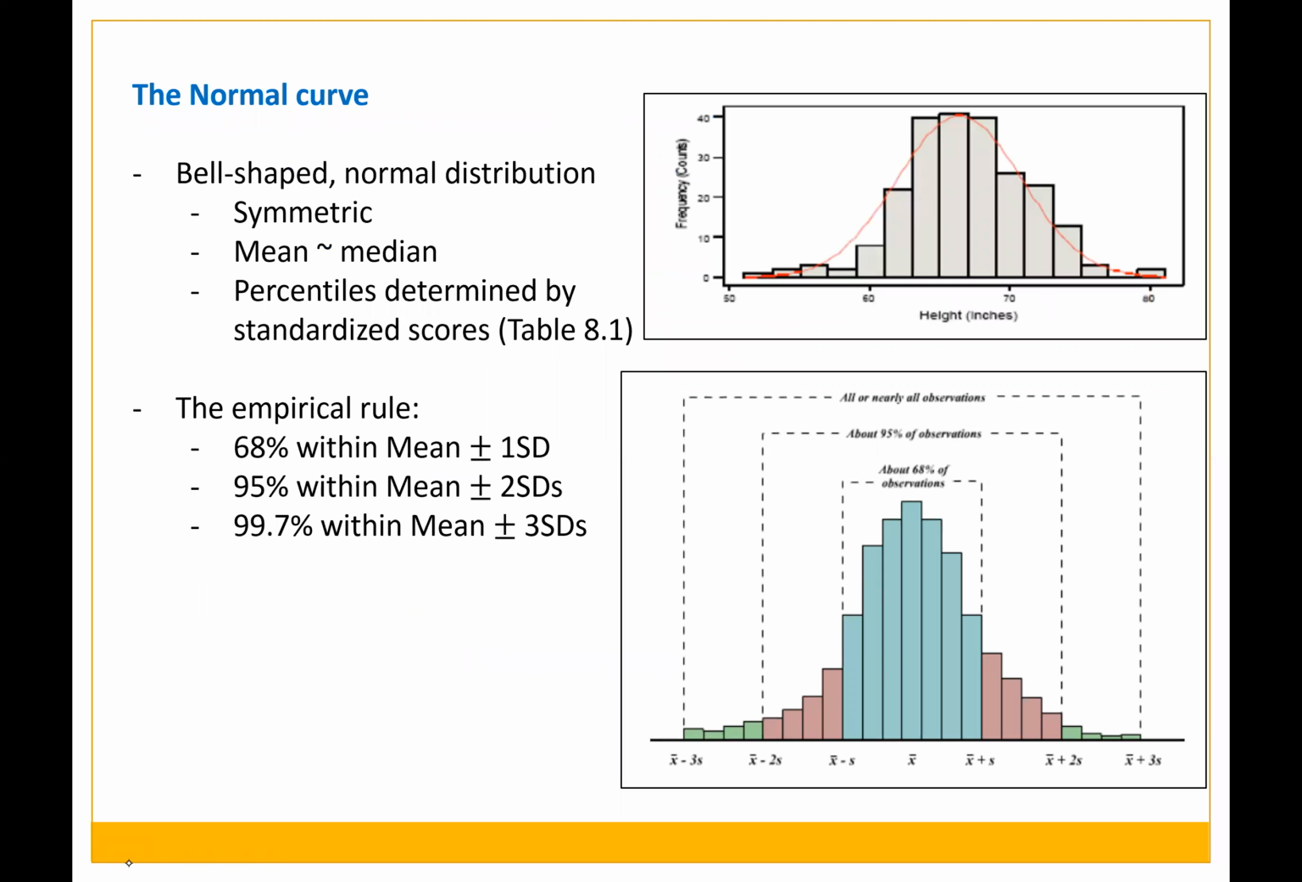Then we have something called the normal curve. The normal curve is depicted as a curve with a bell shape, like this one, and it's symmetric. It shows a normal distribution in the sense that you have lower frequency at the two ends, and more as it gets to the middle. The mean for a normal distribution, which is symmetric and bell-shaped, is approximately the median.